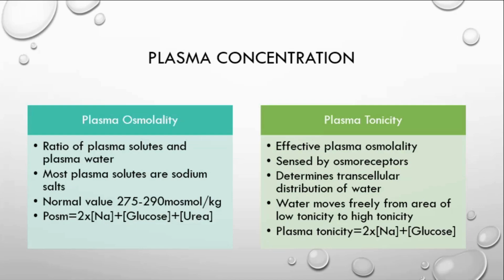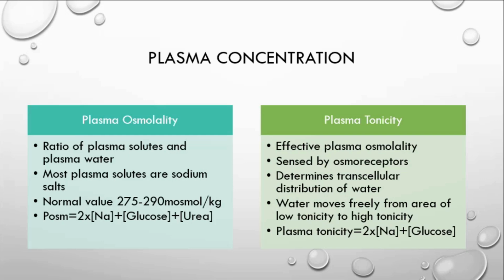Now let's talk about plasma concentration. The terms plasma osmolality and tonicity are used in a similar way. Plasma osmolality is the ratio of the plasma solutes to the plasma water. Most of the plasma solutes are sodium salts, and that's why sodium is so important in the regulation of water. The normal value is 275 to 290. To work it out, plasma osmolality is 2 times the sodium plus glucose plus urea. Plasma tonicity is what they call the effective plasma osmolality, and that's what's sensed by the osmoreceptors and determines the movement of water across the membranes.